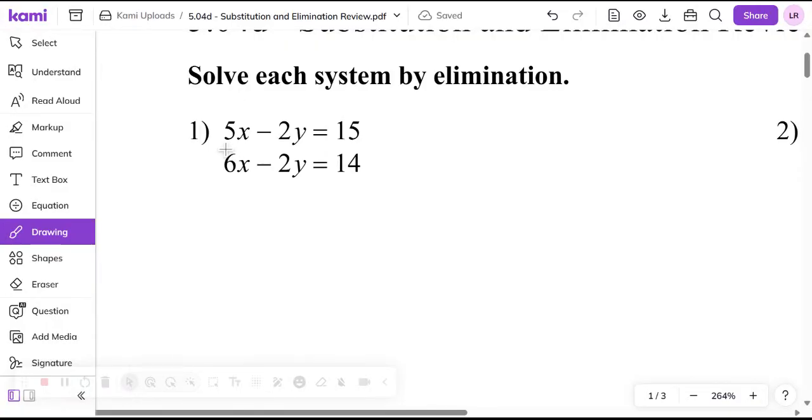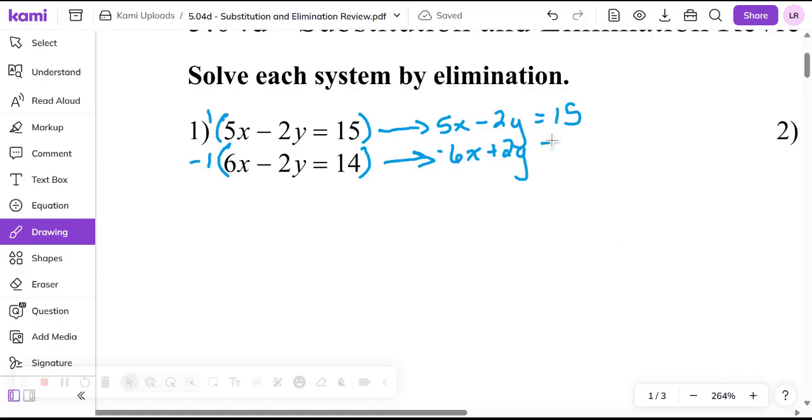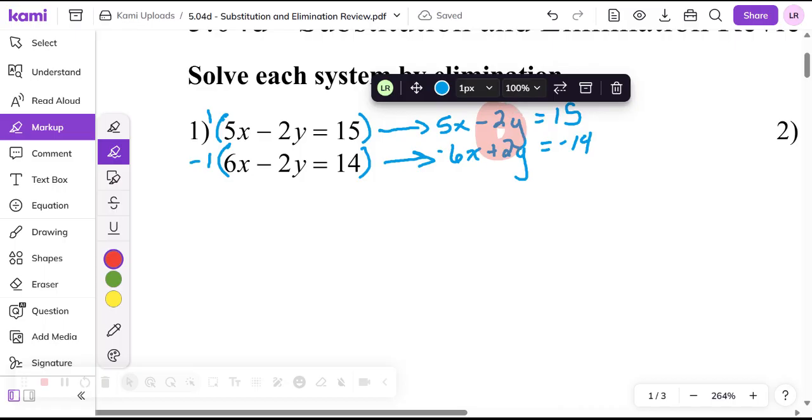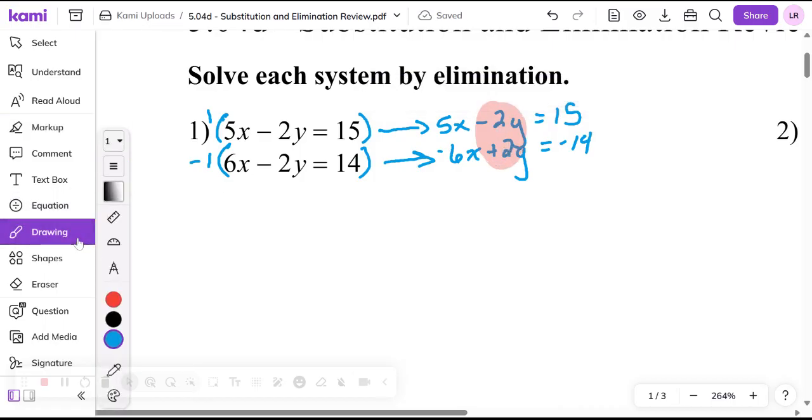I'm going to take one of these and multiply one of them by a -1. So the top one, I'm just leaving alone. I'm not going to mess with it. If you want to think about it, I am multiplying the top one by +1, because that won't change anything. 5x minus 2y equals 15. The bottom one I'm multiplying by -1. That's going to give me -6x, +2y, and -14. And now I have opposites, so that when I add my equations, I'm going to get 0.